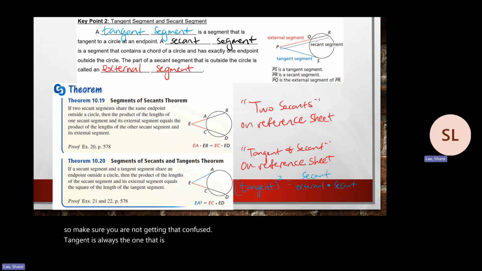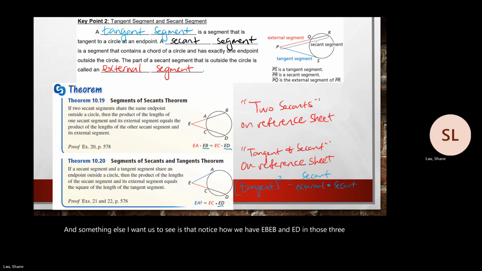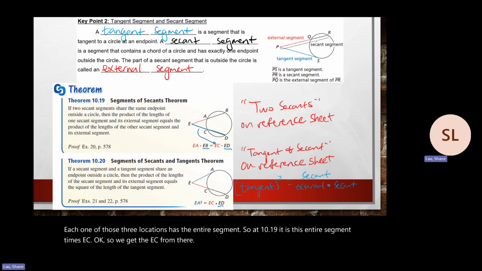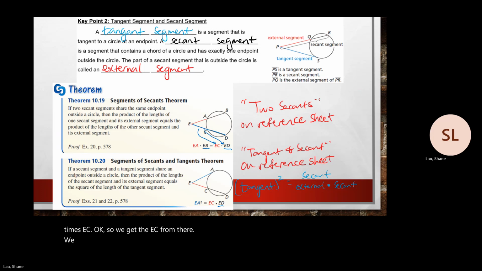Something else I want us to see is that notice how we have EB, ED, and ED in those three locations. Each one of those three locations has the entire segment. So in 10.19, it is this entire segment times EC. We get the EC from there, and we get the entire thing from there.